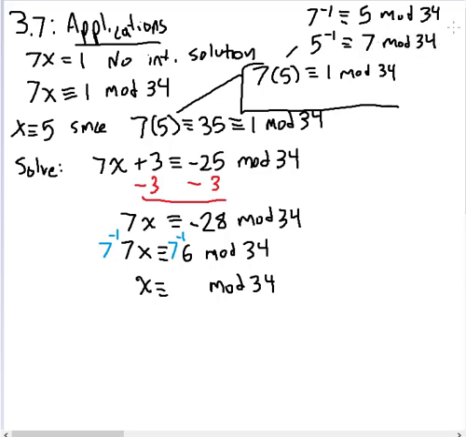Knowing that, now we can just replace this with 5 times the 6, and 5 times 6 is 30. Well, we don't need to correct that. That's already between 0 and 33. So we're good. That's our answer.